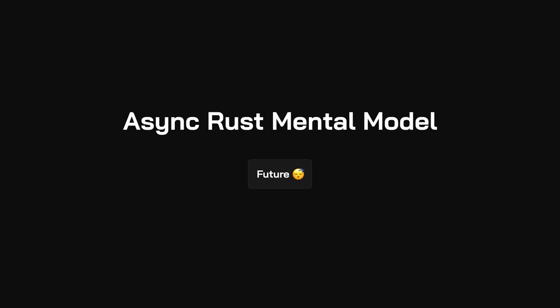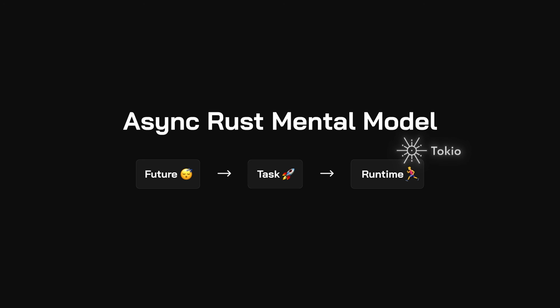So let's lock in the mental model. Async functions return futures. A future is simply a description of async work to be completed. Unlike many other languages, futures in Rust are lazy, meaning they do absolutely nothing until something executes them. A task is a future that's been handed to an async runtime and scheduled for execution. And a runtime is the engine that pulls those tasks and drives them forward. In Rust, async runtimes are third-party libraries that have to be imported. And the most popular is Tokio.